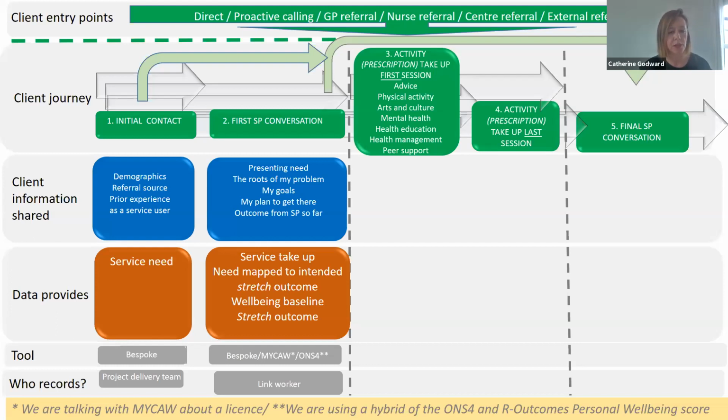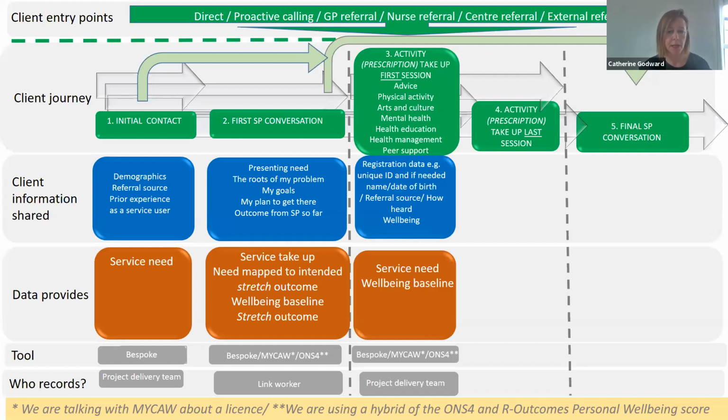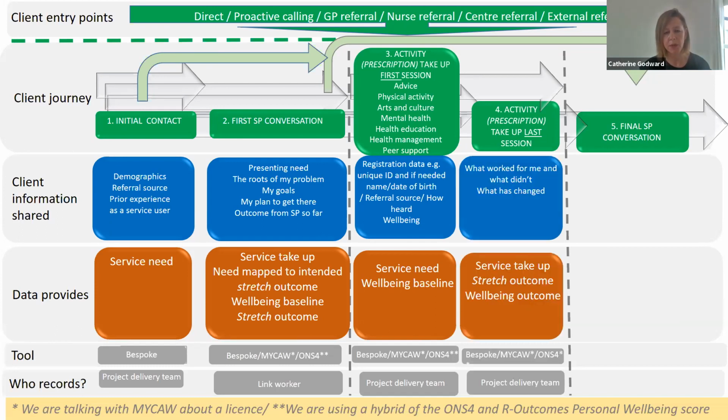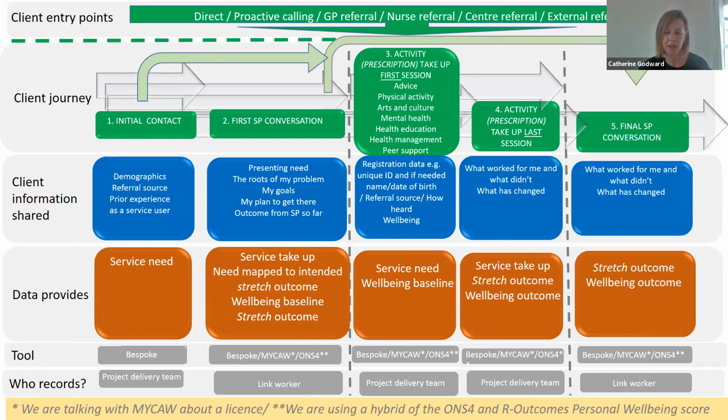But as I mentioned also, one social prescribing conversation is an intervention itself. So we also capture the outcome of that conversation. We capture information, data from clients when they first register into an activity, where we again get a measure of service need, and we also take a wellbeing baseline at that point. When the activity closes, we understand what the take-up has been, and we also capture outcomes. And then again, after the final social prescribing conversation, we also measure outcomes.